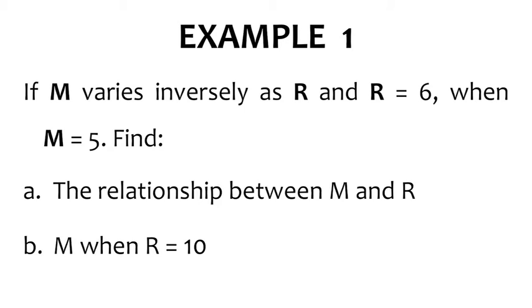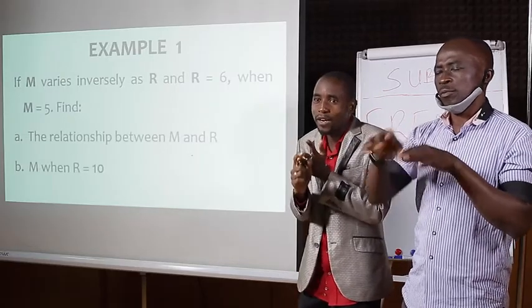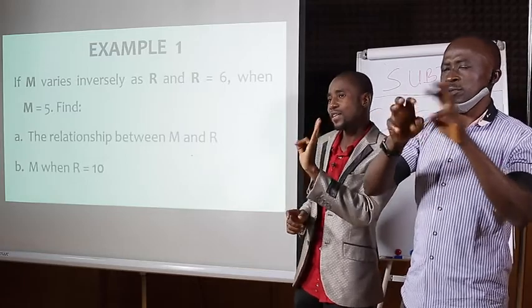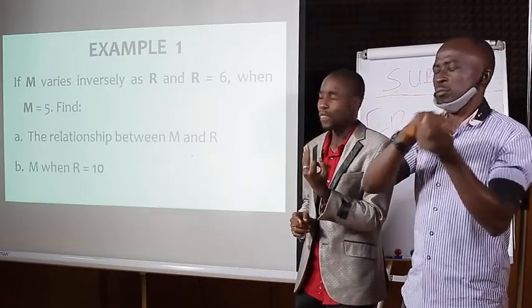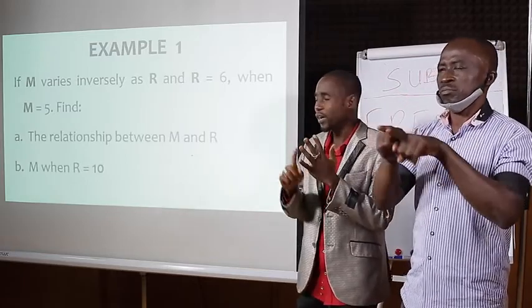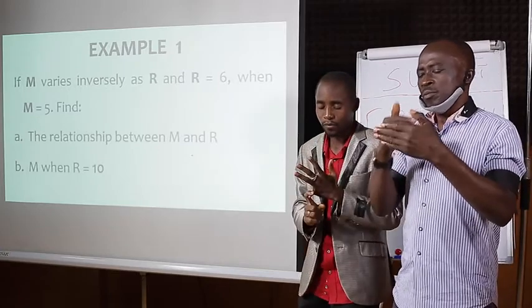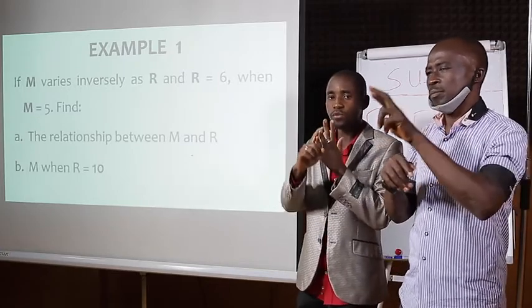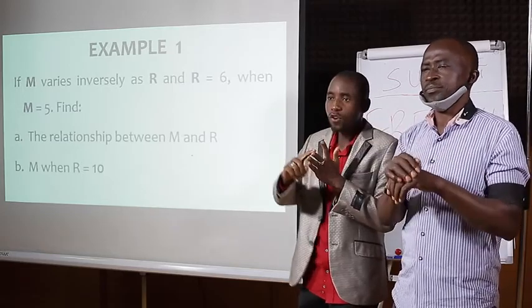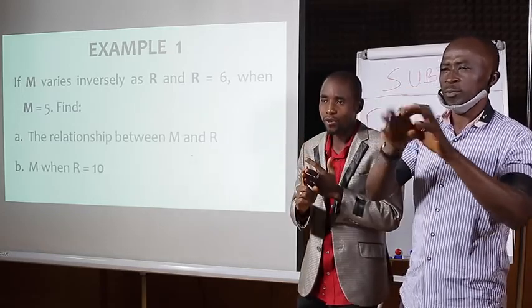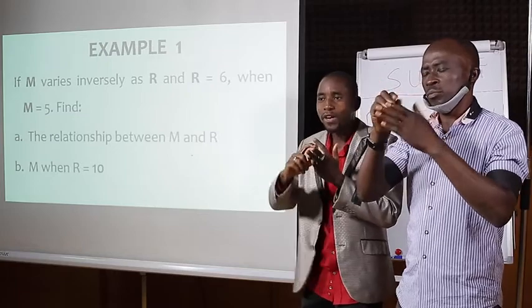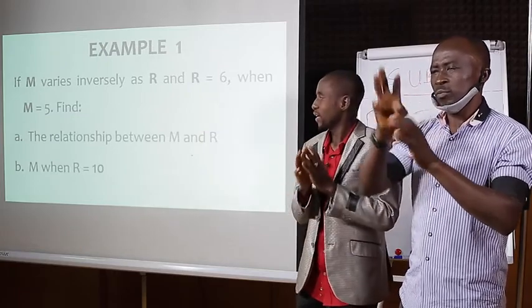Take note of this question A. The relationship between M and R, express M in terms of R, or find the formula connecting M and R. These three statements are used interchangeably, so they remain the same. The relationship between M and R. Express M in terms of R. Find the formula connecting M and R, or the law connecting M and R.